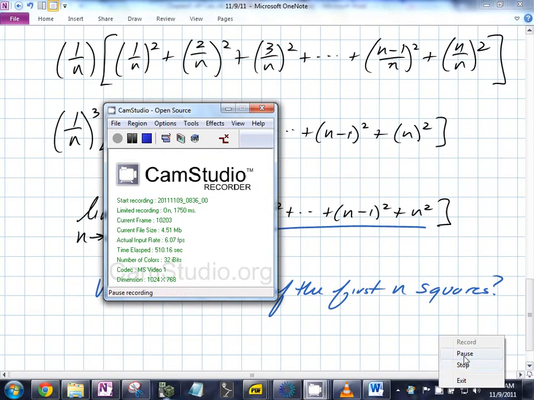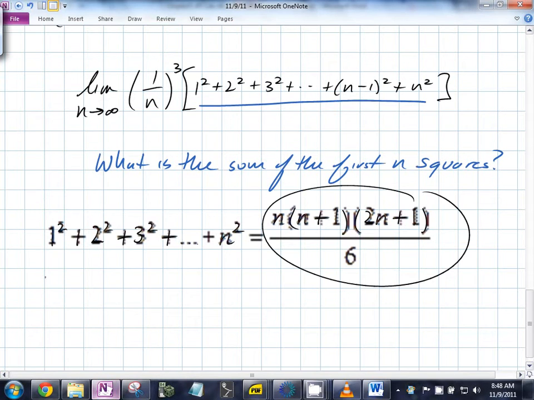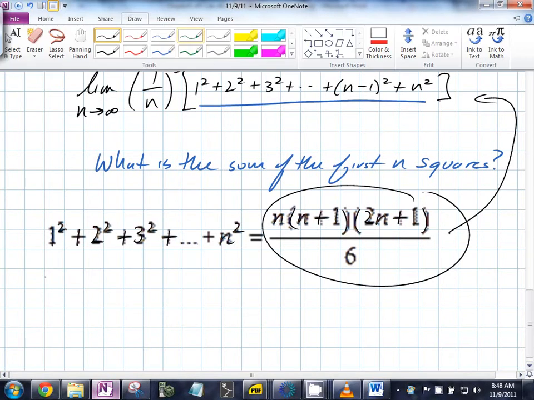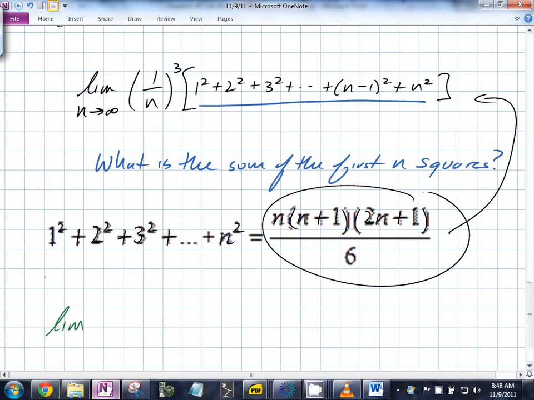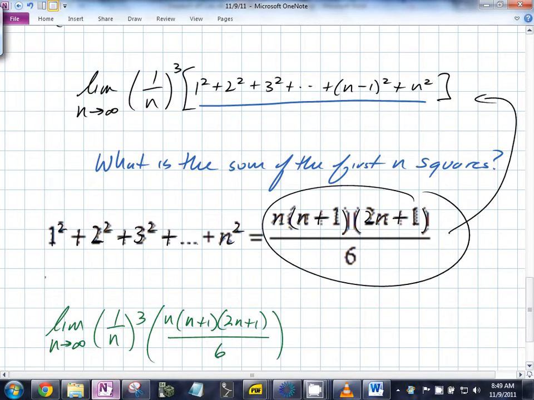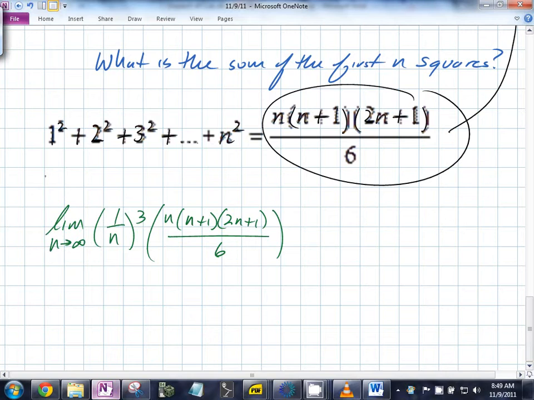So let's actually write that out. So now it says the limit as n goes to infinity of 1 over n cubed times what? What do we write instead? Times n times n plus 1 times 2n plus 1, all over 6. Yes, that is correct. This is only specific to x squared. So at this point, we are now back to the land that you should be comfortable with.